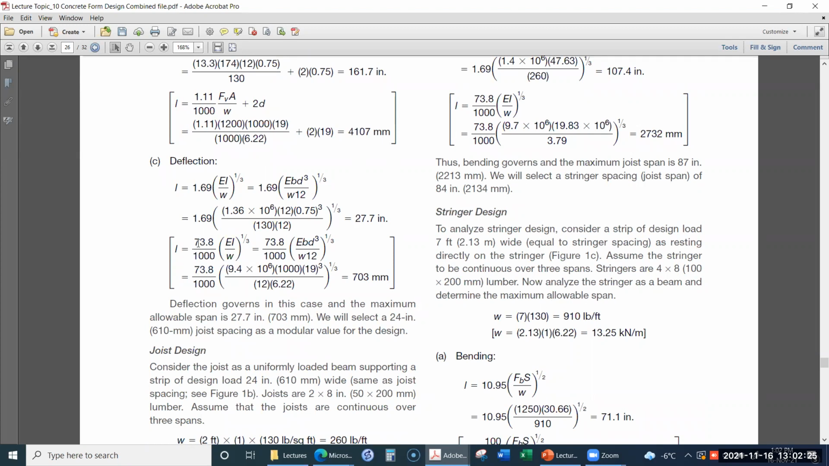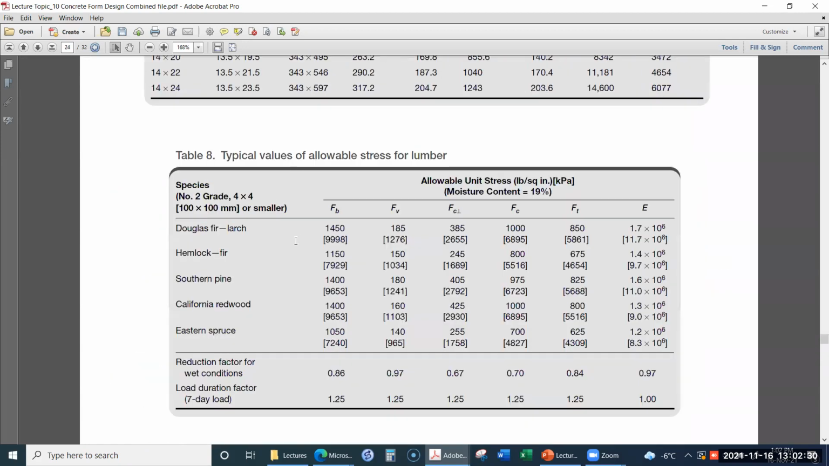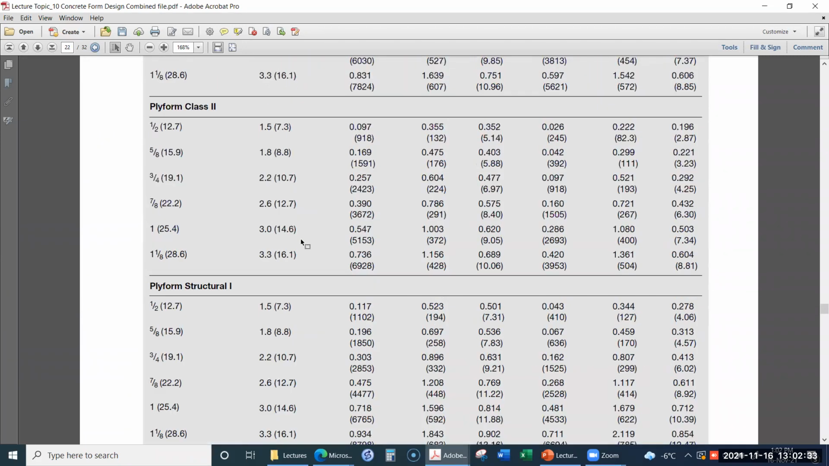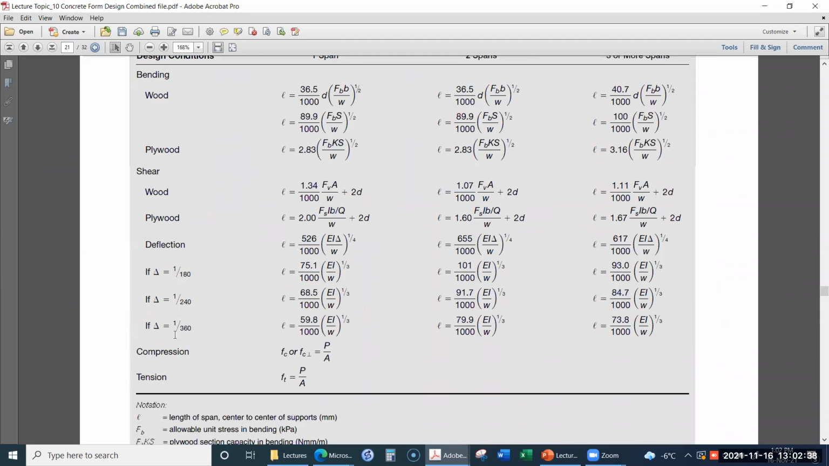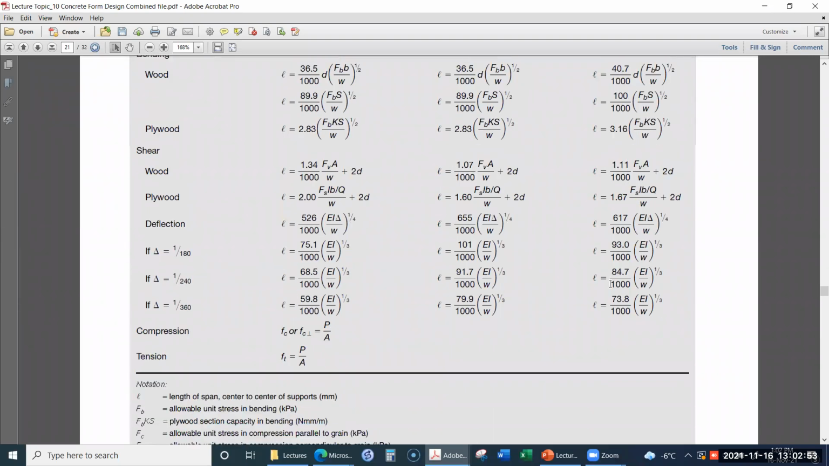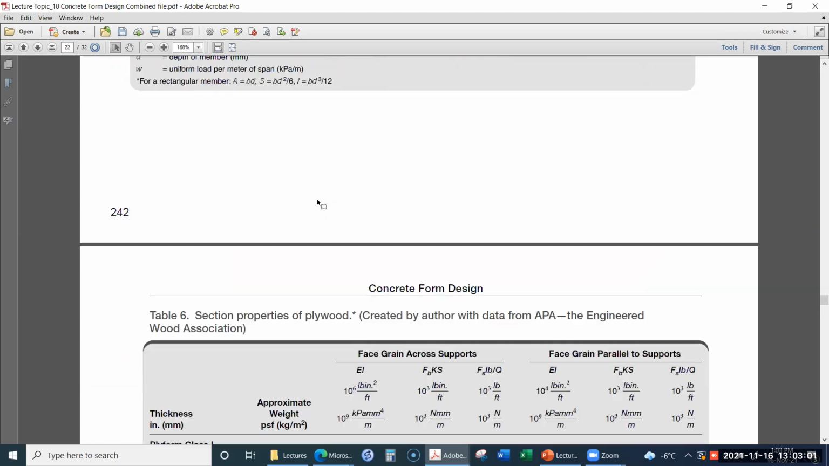For the deflection, we will use this equation, 73.8 over 1000. Again we will go back to table 5a. In the statement of the question, it was said that the deflection will be limited to L by 360. So for L by 360 and for 3 or more span cases, we have this equation, 73.8 over 1000, EI over w, to the power 1 by 3.